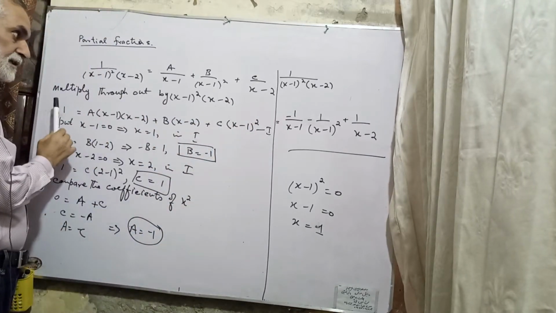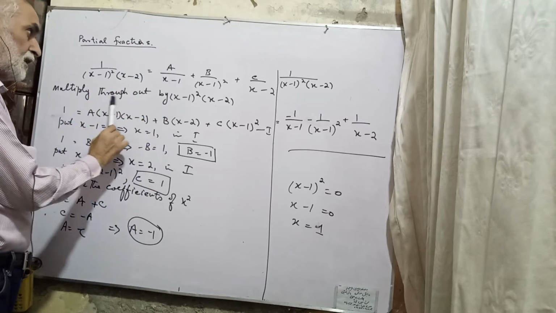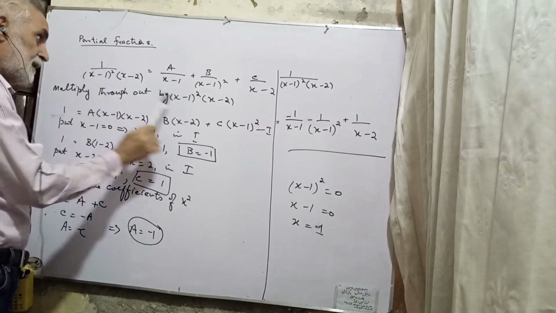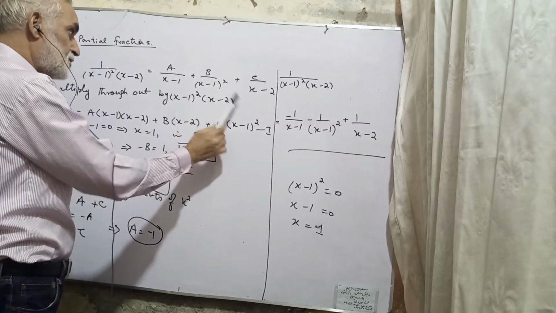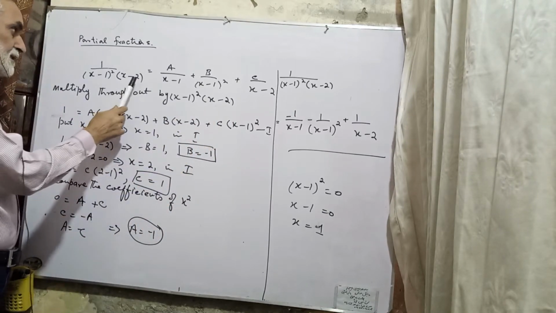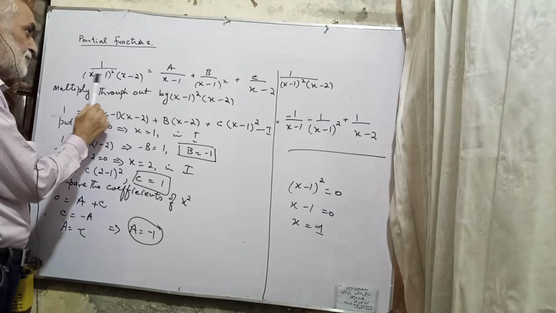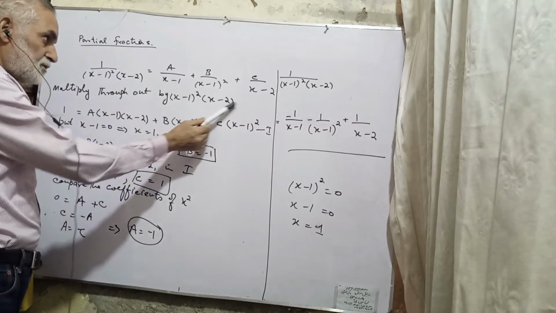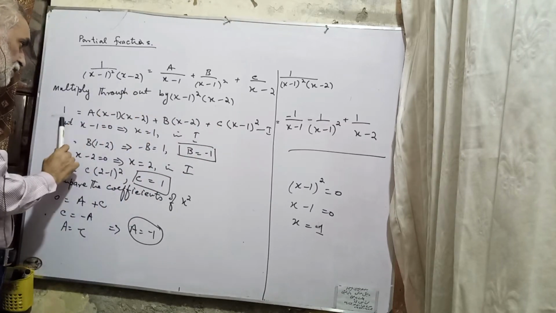So the procedure is the same. We just multiply throughout by this denominator, (x minus 1) square into (x minus 2). And just see what will happen. (x minus 1) square into (x minus 2) got cancelled with this. We are left with 1 only.